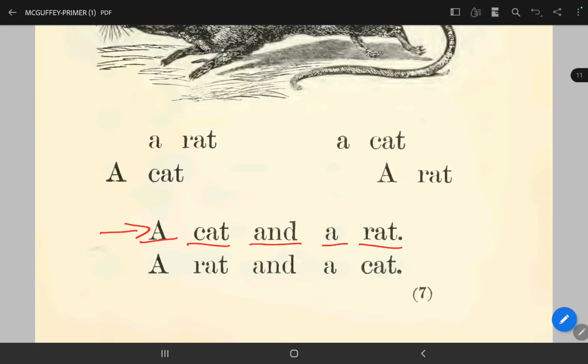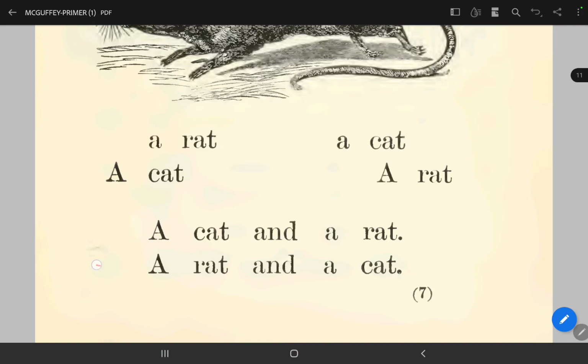Rat. And at the very end, you have this mark, this little dot, that's a period. That means the sentence has come to an end. Now let's go back to the beginning and read that again. A cat and a rat. How did you do? See if you can read that sentence on your own.